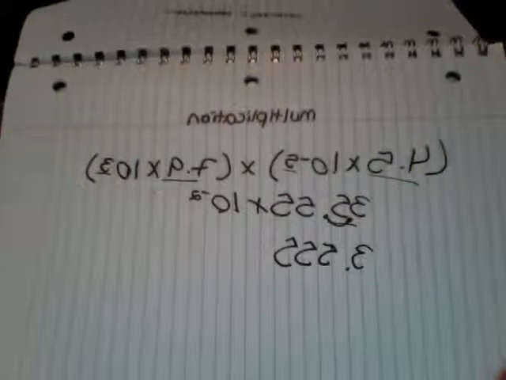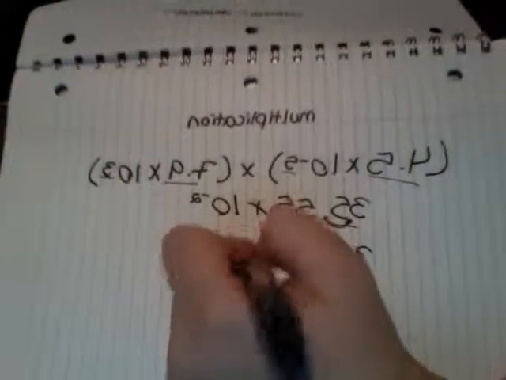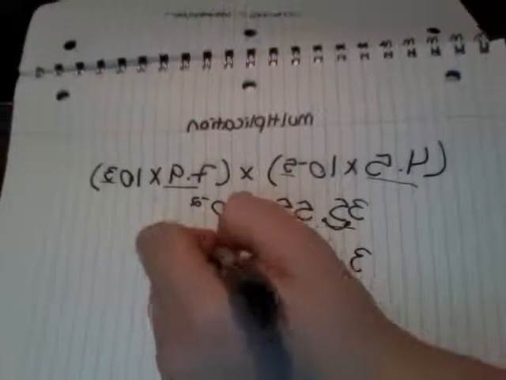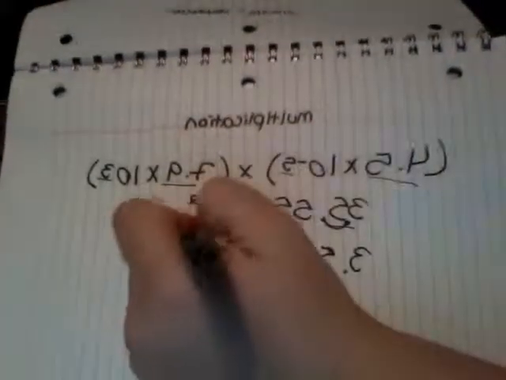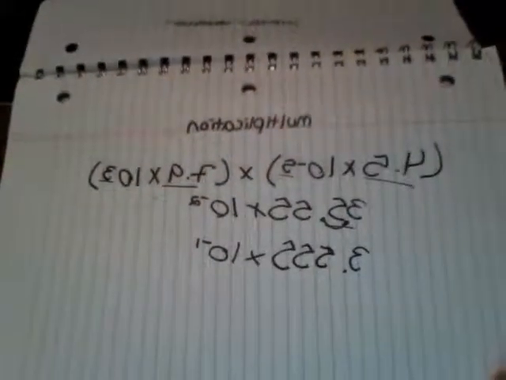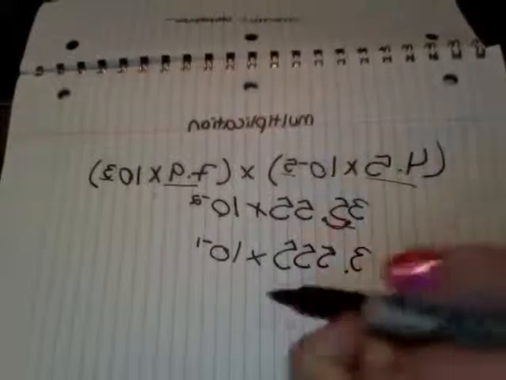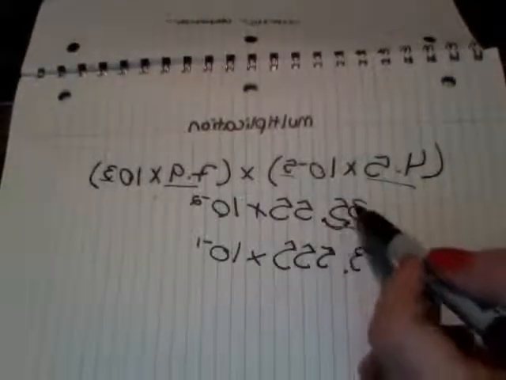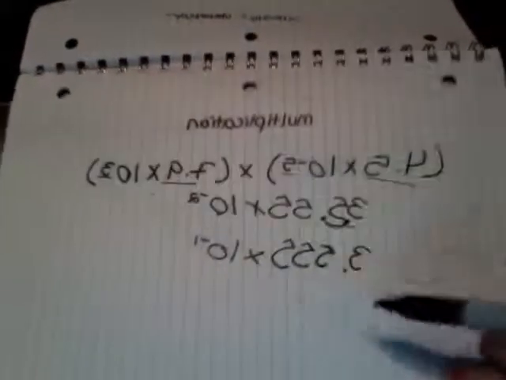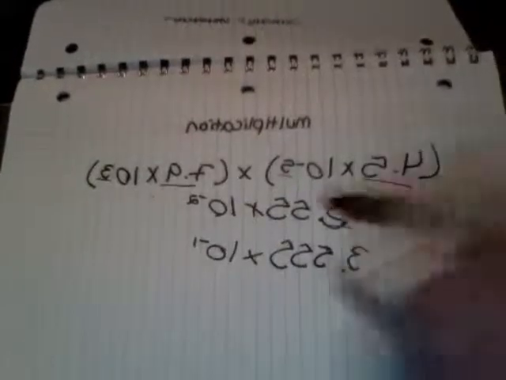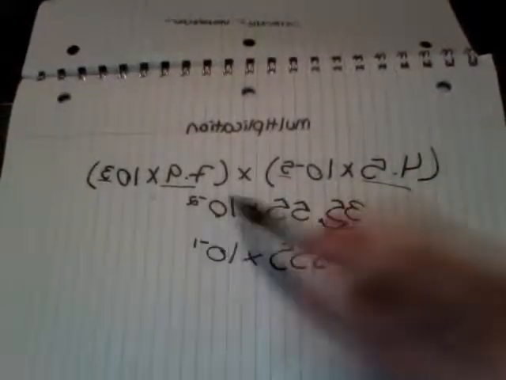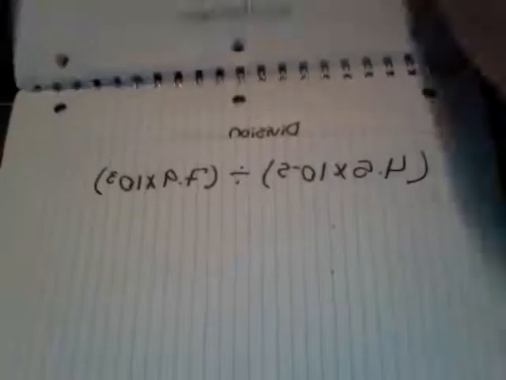3.555 becomes our new number times 10 to the negative first. The reason it is negative 1 is because you are moving the decimal over to the left, so when you move it over to the left, the number becomes larger. So this right here, that is your answer.